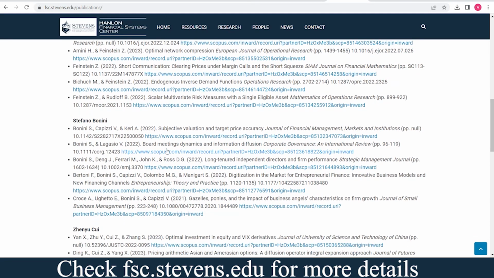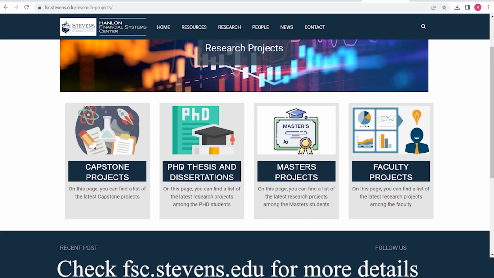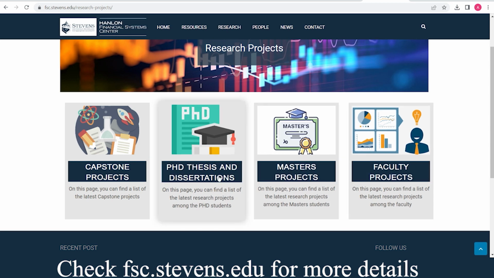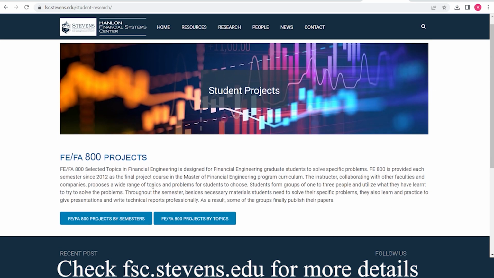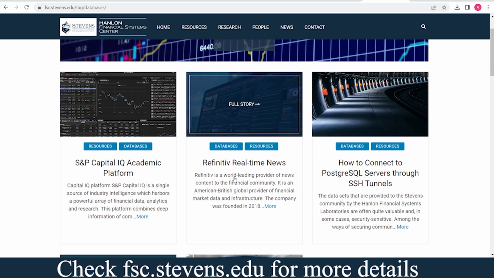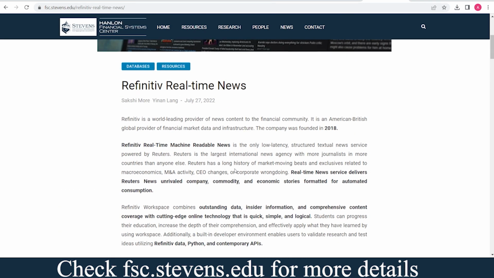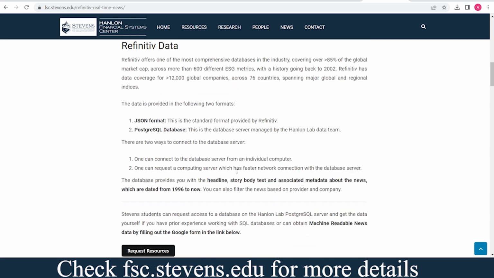Then another page is research projects, which enlists all the research projects done by professors, master's and PhD students. We also have a databases section that enlists all the databases that are maintained by the Hanlon Lab, and so on. So these are all the pages under this main page. And Professor Tribo collected all the information and provided it to me.